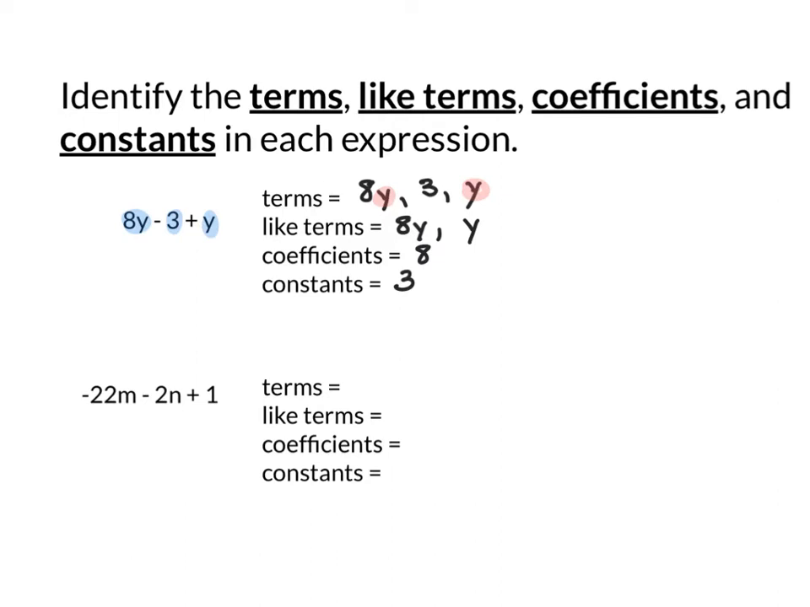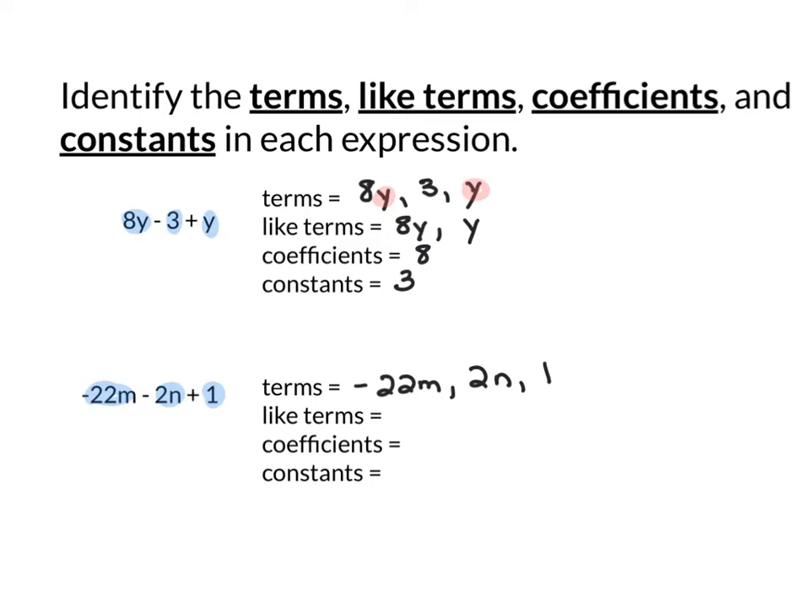The terms. Again, those are the separate monomials that are being subtracted and added. So I highlighted them, and now we can list them. Negative 22m, 2n, and 1 are the terms.